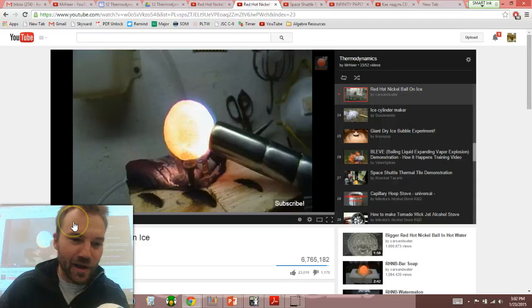Here's that same red-hot nickel ball. He's going to put it on a block of ice. Again, we're going to combine things thermodynamically, something hot with something cold.